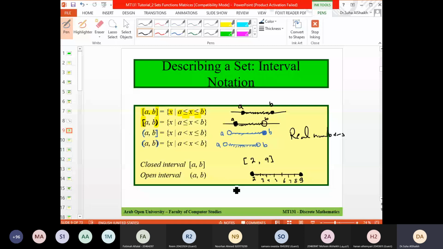Got it? If I say you have open interval from 1 to 5, معناها I'm talking about all the x's greater than 1 and less than 5. So this is the 1, this is the 5. I'm talking about all the numbers that are between the 1 and the 5. كل الأرقام من 1 to 5, 1.1, 1.2, 1.3, 1.4, and so on. All the numbers from 1 to 5 are included in here. Okay.